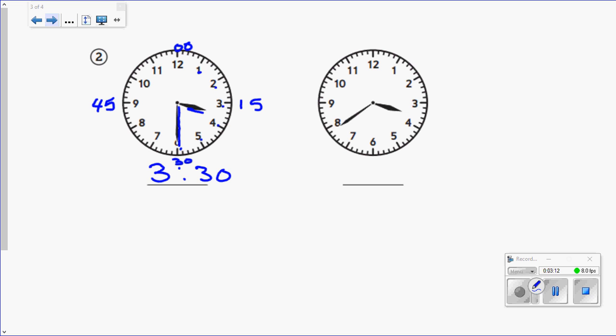All right, we're going to use that first clock to help us with the second clock. Noticing the hour hand is between the 3 and the 4, so the hour must be 3. We knew this was 30, and you notice it's not right on the number, okay? So since it's not right on the number, we're going to count. So this is 30, 35, 36, 37, 38, and 39. So our time must be 3:39.